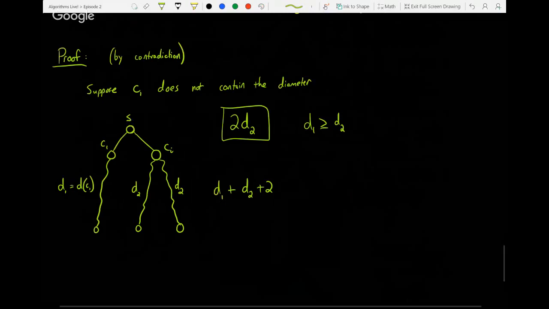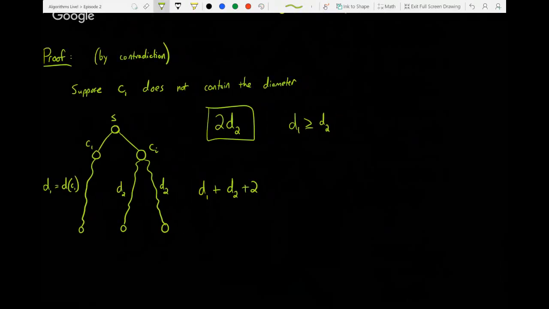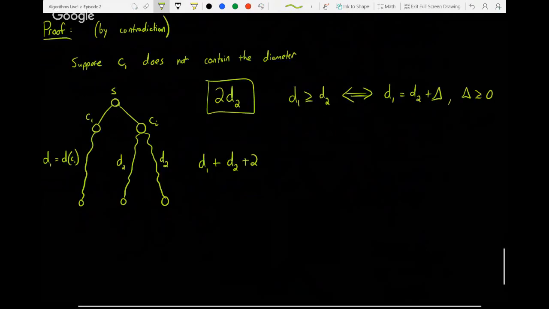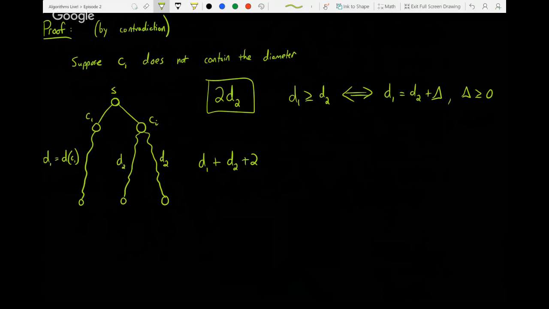If I'm doing algebra, a lot of times I don't really want to deal with the inequality. So I can rework it and say D1 is equal to D2 plus some delta, where delta is greater than or equal to 0. I'm going from an inequality to an equality, and it makes it easier to manipulate things. So I'll substitute D2 plus delta for D1, and I'll end up getting D2 plus delta plus D2 plus 2, which is equal to 2D2 plus delta plus 2.